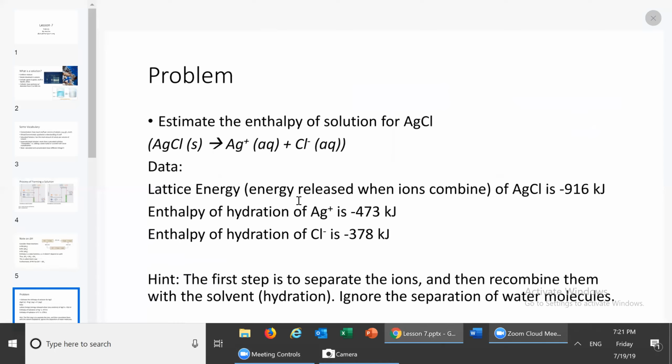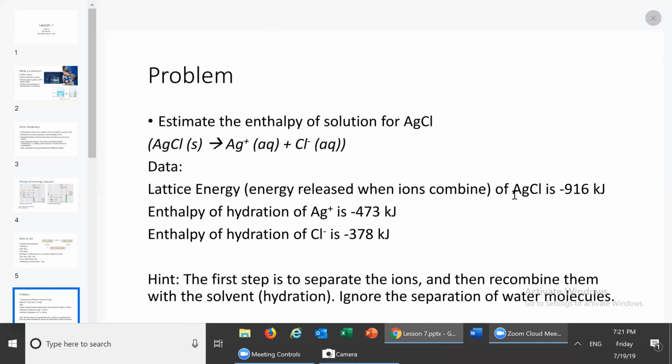So here's a problem. Maybe just a few minutes. I want you to estimate the enthalpy of solution for silver chloride. So estimate how much energy, estimate the delta H of this reaction, okay? So here's the data you're given.